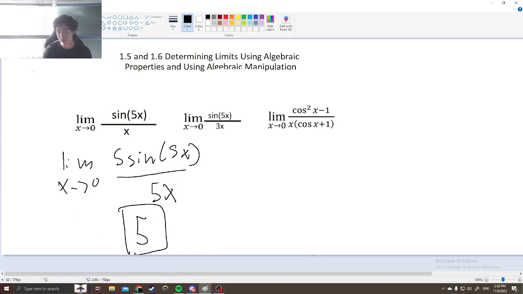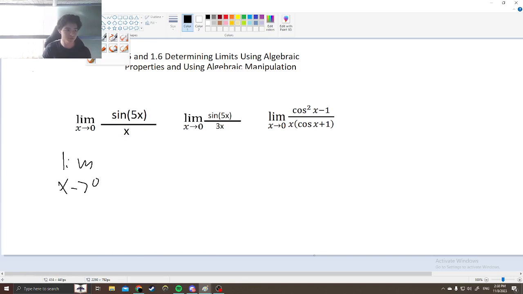Or there's a shorter way of doing it, because if you can see that it's just sine 5x, the answer would just be 5, because there's a 5x here, and these are going to cancel if you multiply it out the long way. So you could just recognize that pattern, and see this is going to be 5.